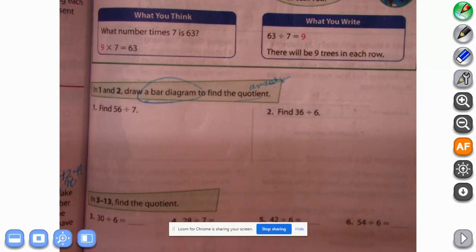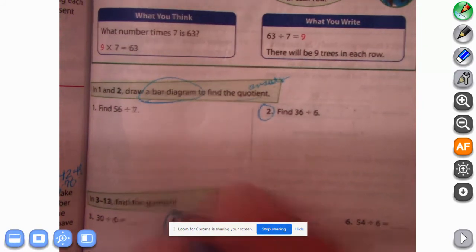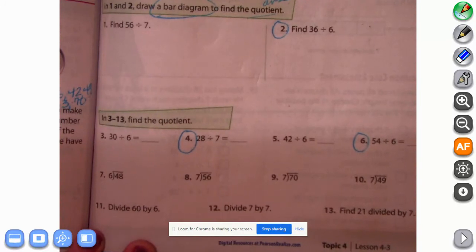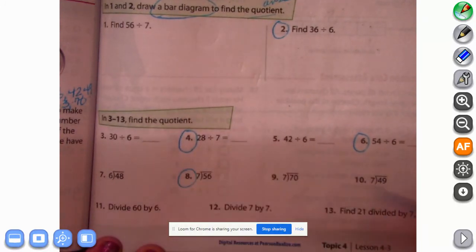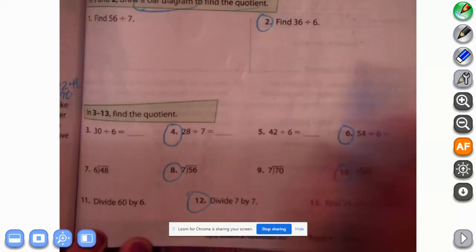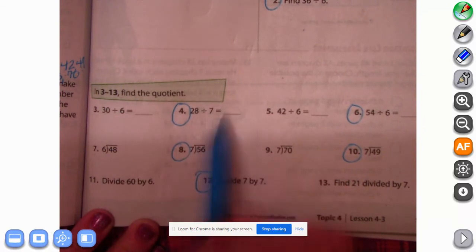How many are in each group? Okay, we're going to do number 2. We're going to do number 4. We're going to do number 6. We're going to do number 8, 10, and 12 on this side. Okay? Find 36 divided by 6. Draw a bar diagram. This one says find the quotient, which is the answer. If you need to do the multiplication, that's fine too.